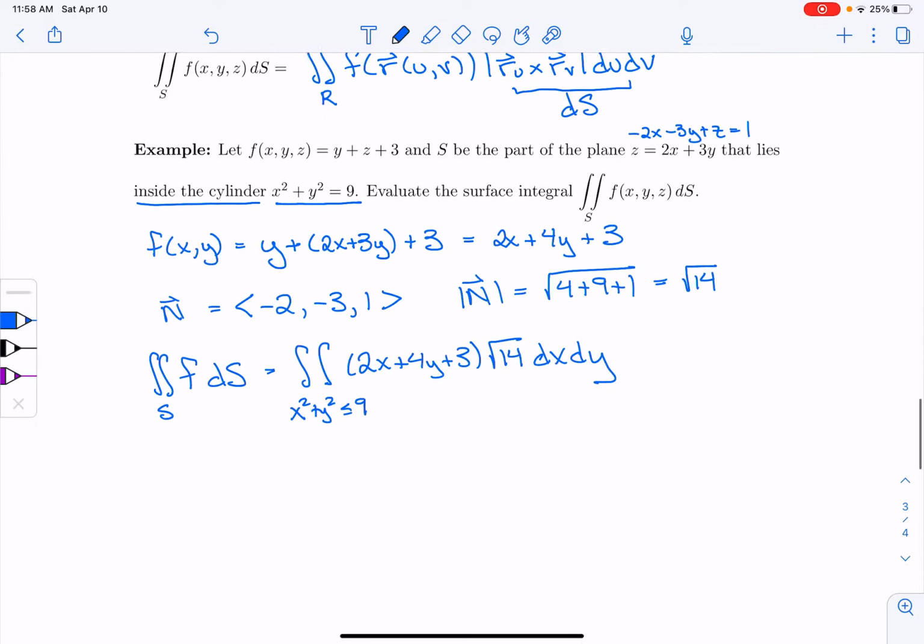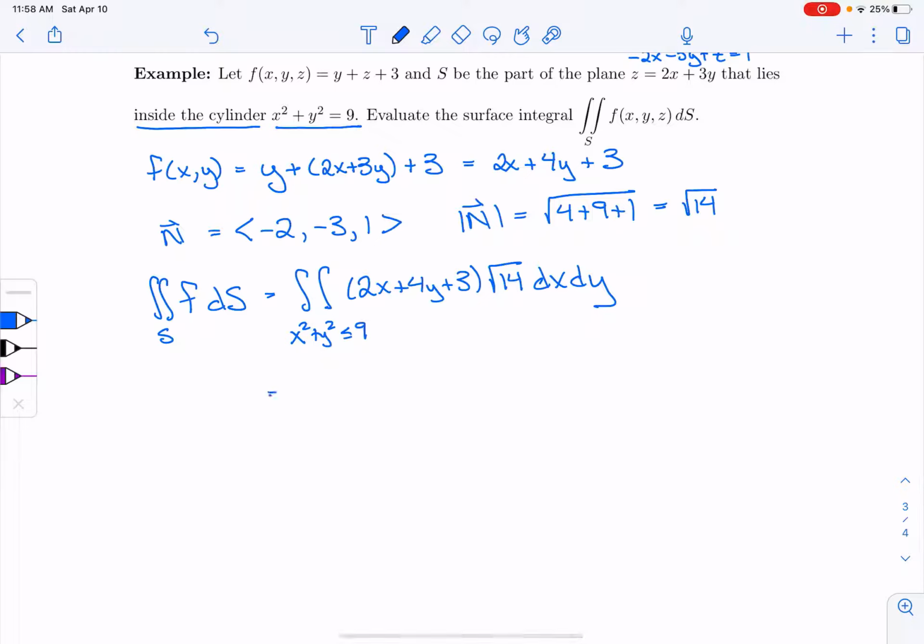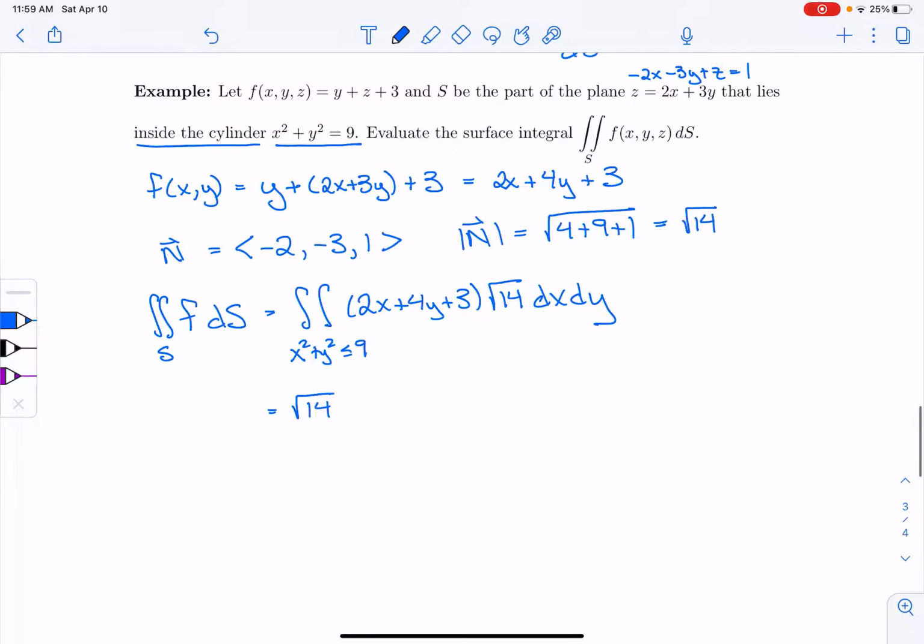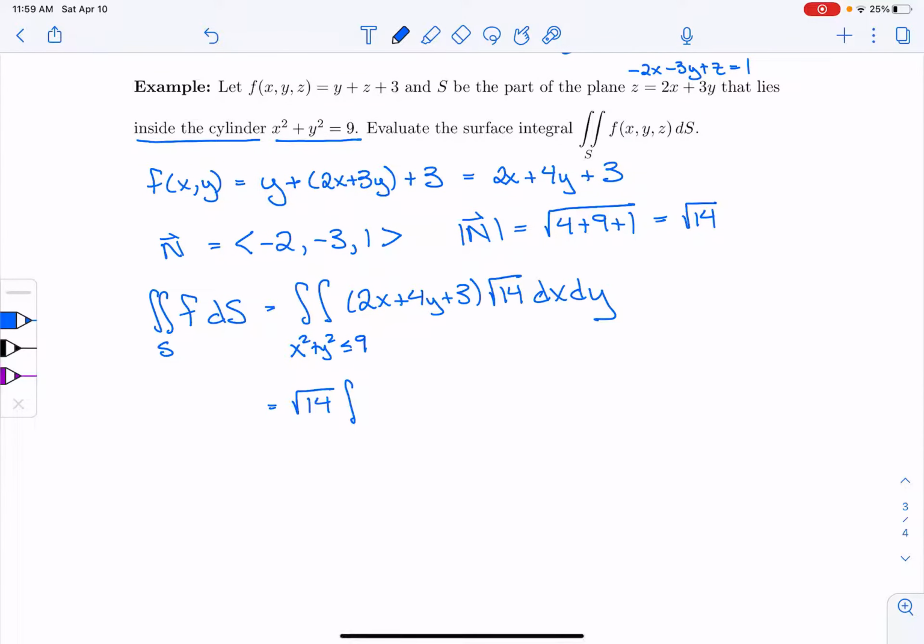Well, this is an integral over a circular region, so that means I really should do this in polar coordinates. So I'm going to rewrite this integral as the integral from 0 to 3, the integral from 0 to 2 pi. x is going to be 2r cosine theta. And then with the y, I'm going to get plus 4r sine theta plus 3. And then this will be r. And then I'm going to do the integral d theta and then dr.